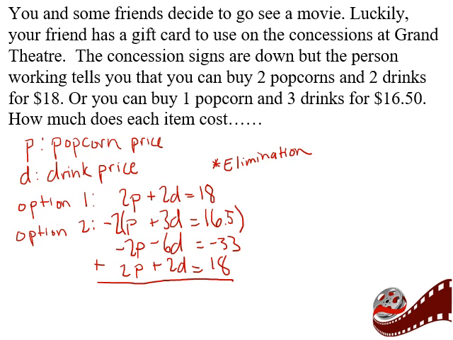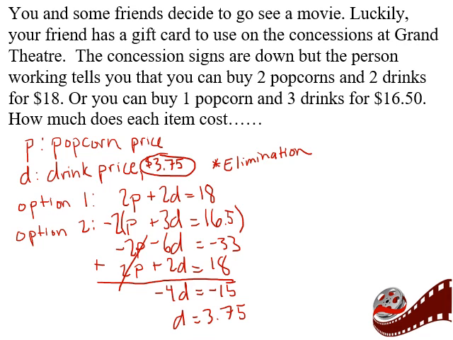Let's go ahead and do that. The p's will cancel. I get a -4d equals -15. When I divide out the -4, d equals 3.75. Now remember, d represents the price of a drink. Price is denoted using dollars and cents. So to answer the first part, the drink price is going to be $3.75. Okay, so there's one piece.